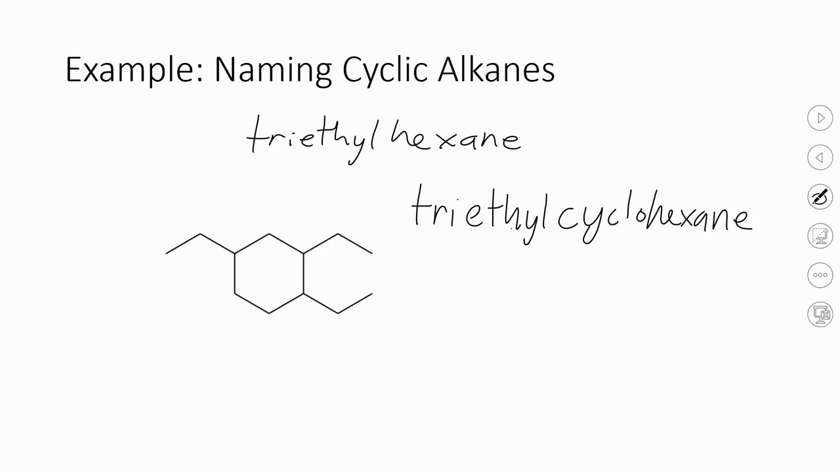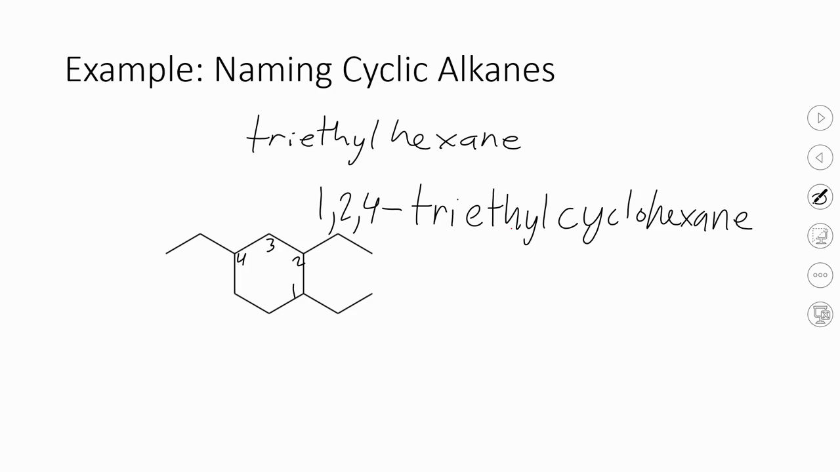Okay, what else do we need here? Yes, the numbers. So okay, 1, yes. 2, 4. Good. 1, 2, 3, 4. So 1, 2, 4. And we put commas between the numbers, 1, 2, 4, and then a dash between the number and the letter. 1,2-dash-4, triethyl cyclohexane. Very good. Okay, you see that?